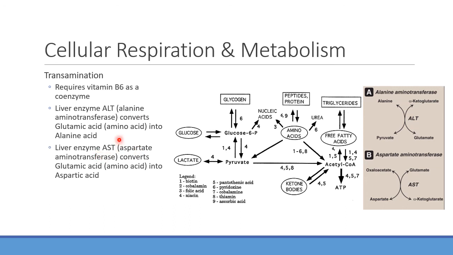These are enzymes that are important for converting some of these amino acids into other forms. So, for instance, we can convert glutamic acid into alanine, and we can convert glutamic acid into aspartic acid. When someone has liver damage, as the liver gets damaged, it'll release these enzymes into the blood, and you can measure that. So if someone has liver damage, I know they'll have really high AST and ALT, and that's indicative of some sort of liver dysfunction.